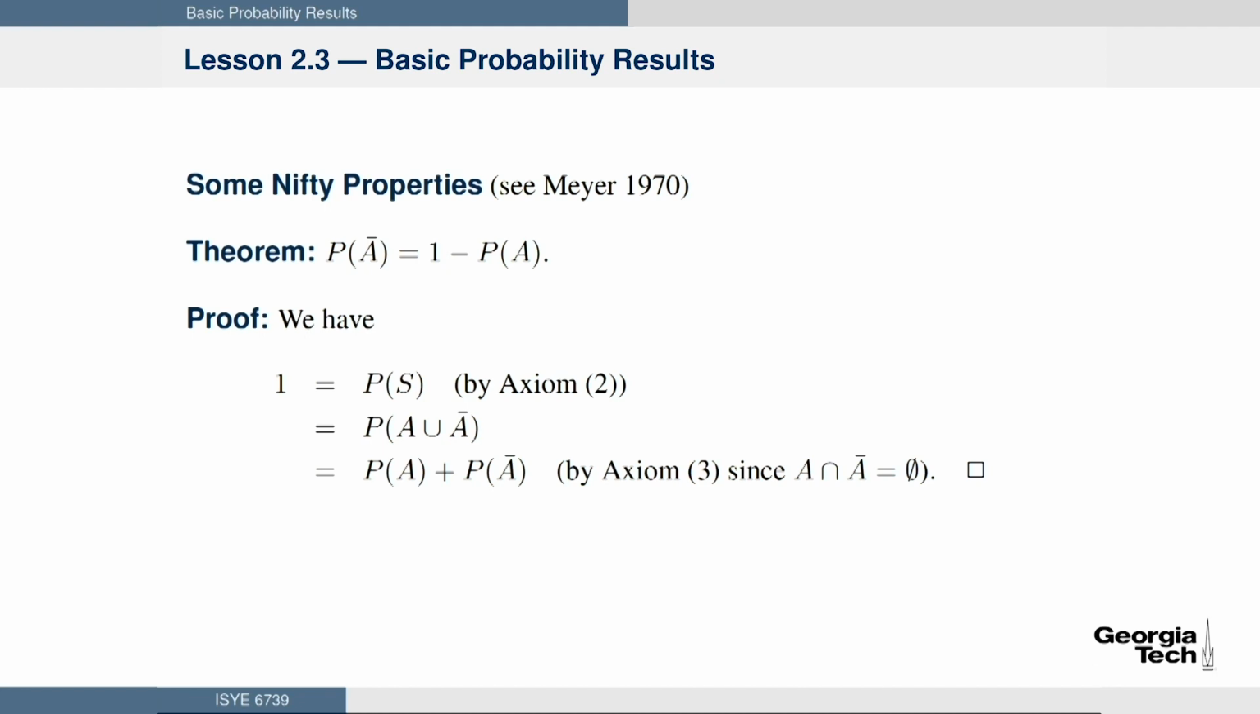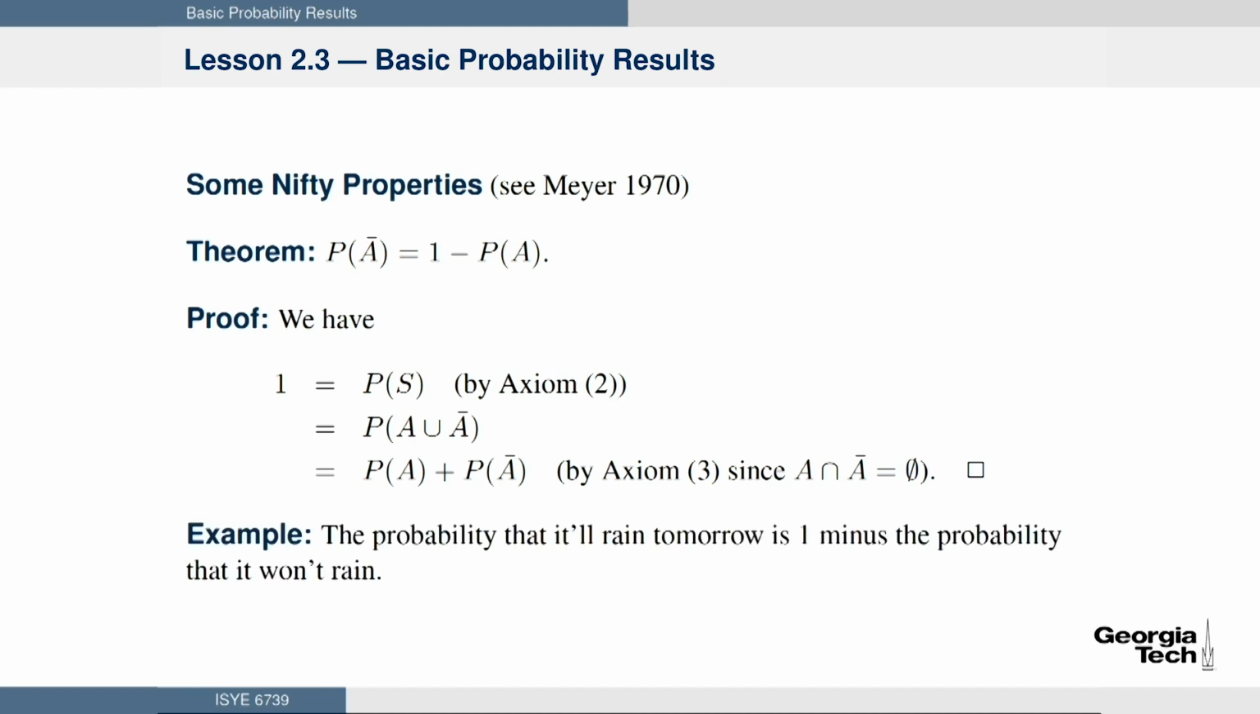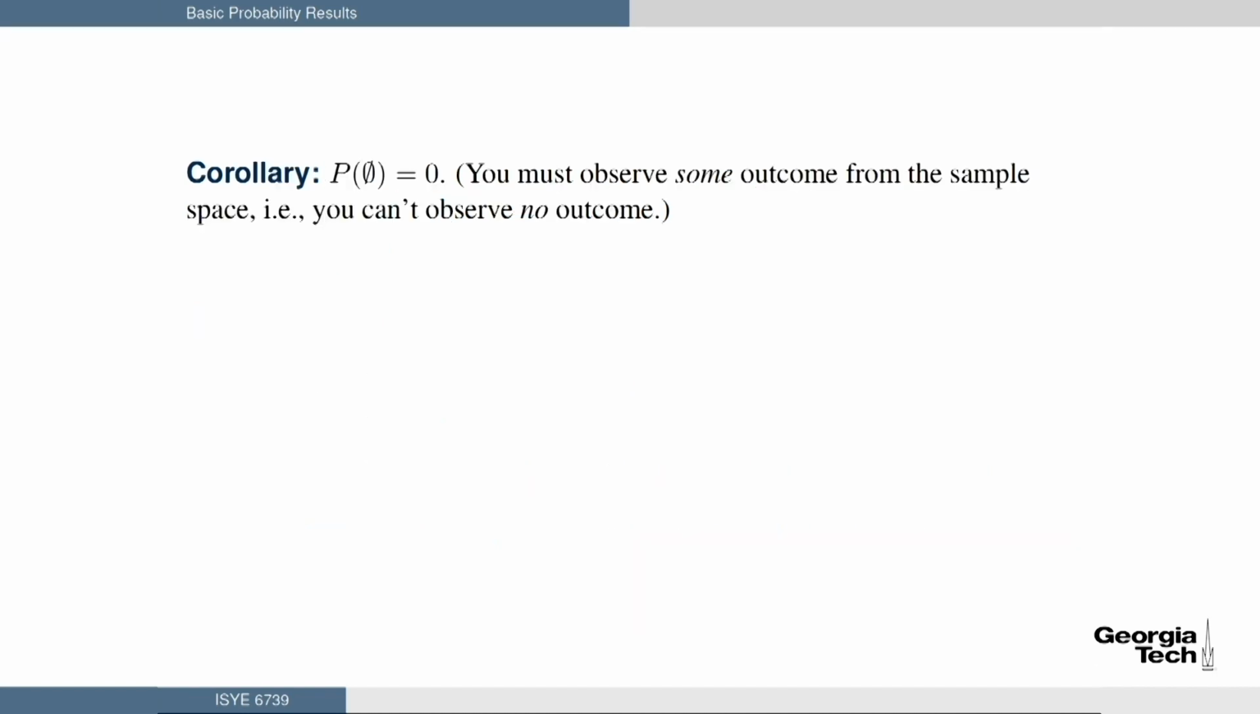So see the little box at the end of the line? That means we're done. The proof is over because 1 equals P of A plus P of A bar. That's just what the theorem says, except we have P of A bar on the left-hand side. But that's it. As an example, let's pretend that A is the event that it won't rain tomorrow. So that means the probability that it will rain tomorrow is 1 minus the probability that it won't rain. So real easy, right? Now let's look at a corollary of that first theorem.